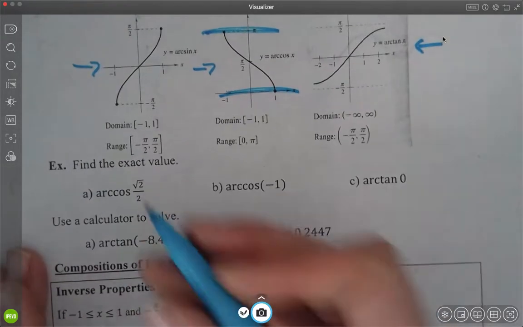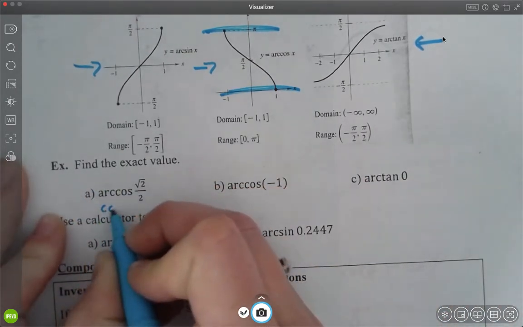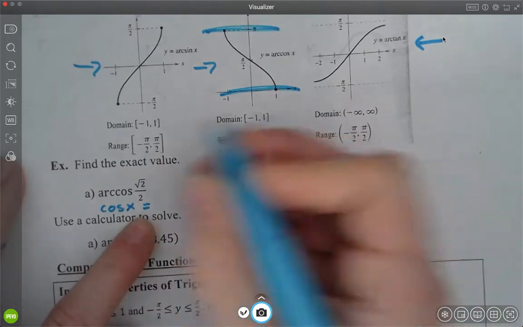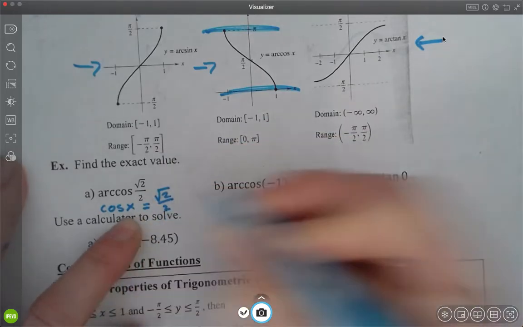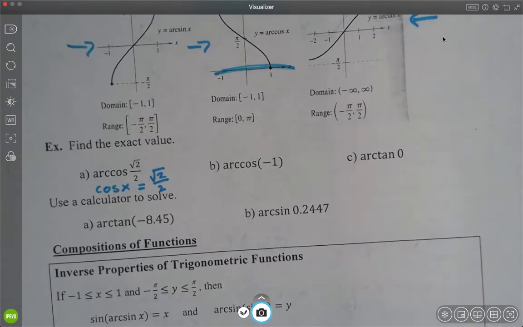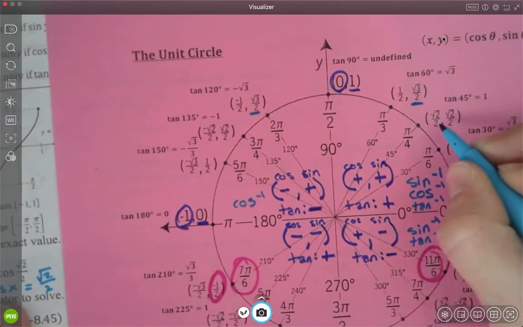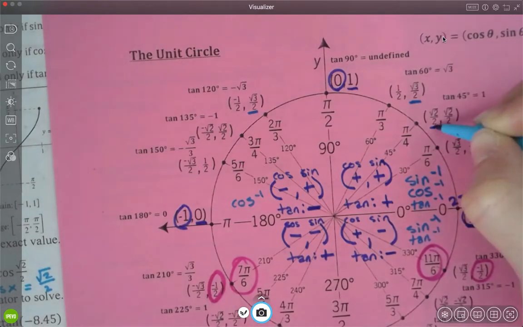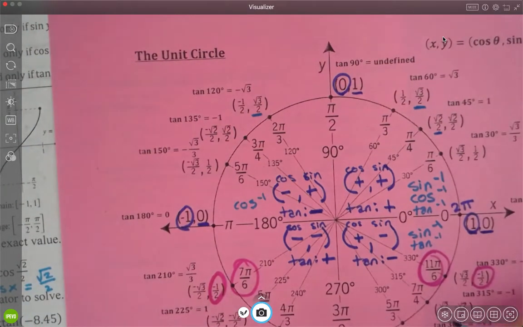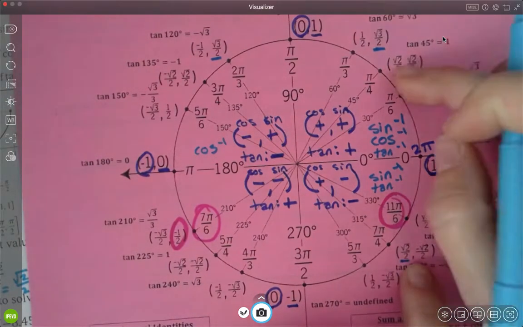So find the exact values. Arc cosine of square root of 2 over 2. This means we are looking for an x such that the cosine is square root of 2 over 2. I'm looking for an x such that the cosine of it is square root of 2 over 2. So look at your unit circle, because I have those. Square root of 2 over 2. For cosine, cosine is the x coordinate, so I have one at pi over 4 and at 7 pi over 4. Right? That's square root of 2 over 2. Pi over 4, 7 pi over 4.